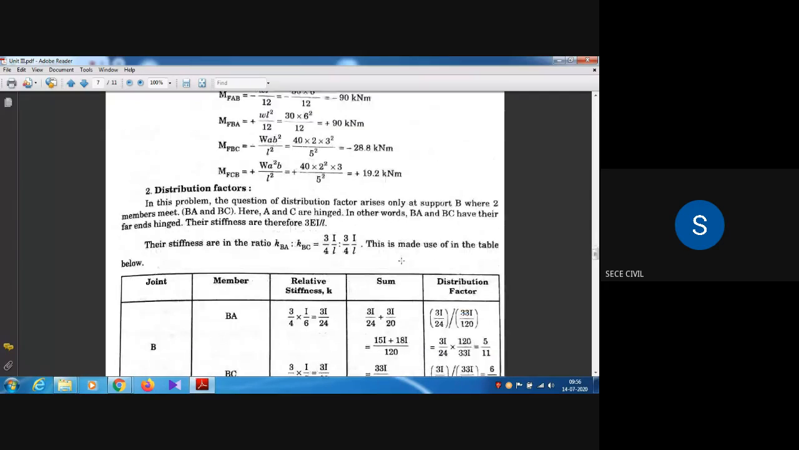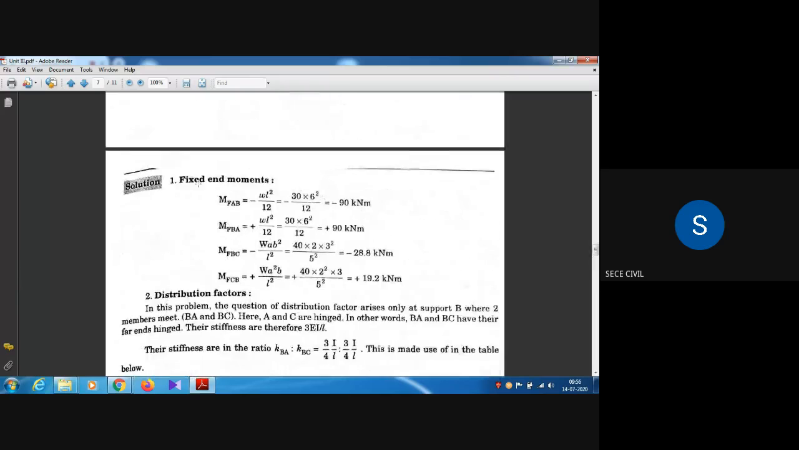First step is calculation of fixed end moment. Next step is the distribution factor. We have to calculate the distribution factor: how much amount of moment will we have to distribute?